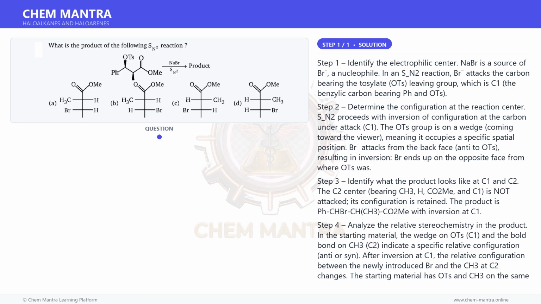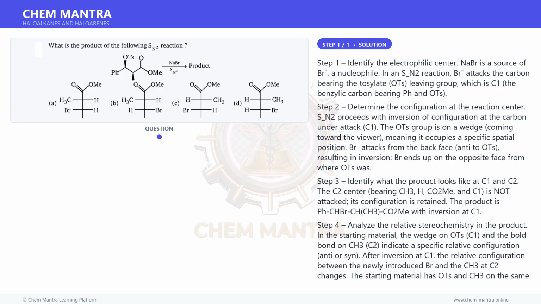Step 3. Identify what the product looks like at C1 and C2. The C2 center, bearing CH3, H, CO2Me, and C1, is not attacked, so its configuration is retained. The product is PhCHBrCH(CH3)CO2Me, with inversion at C1.